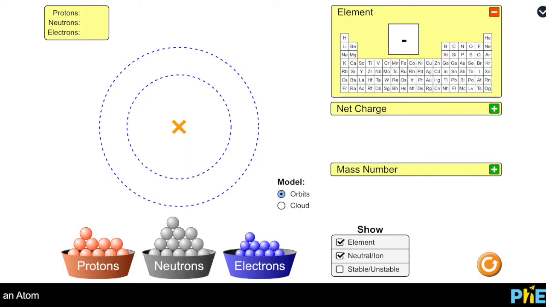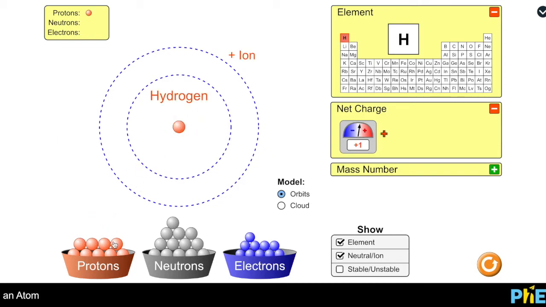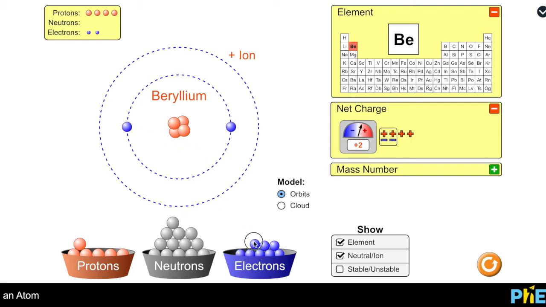All right, so now that we've gone over that, let's really quickly one more time visualize what exactly this means. So let's go ahead and build ourselves a beryllium atom, having our net charge turned on. We have a beryllium atom with 1, 2, 3, and 4 protons. And that means we have 1, 2, 3, and 4 electrons.